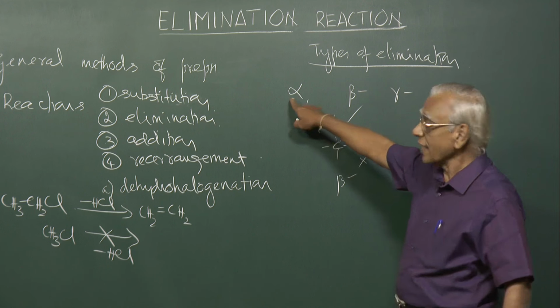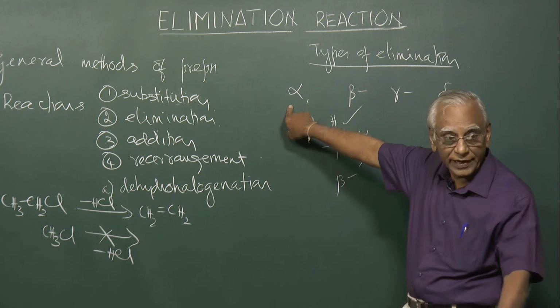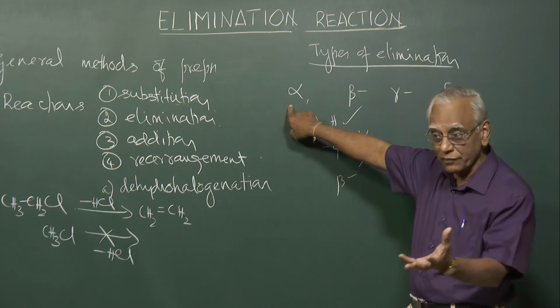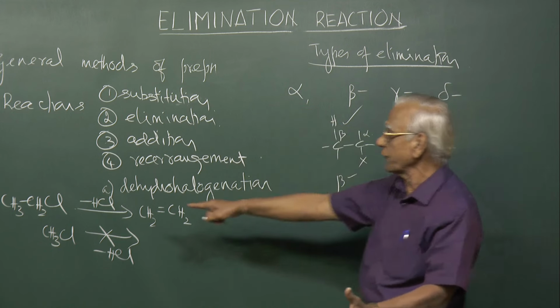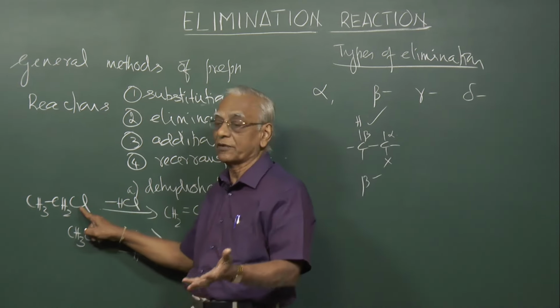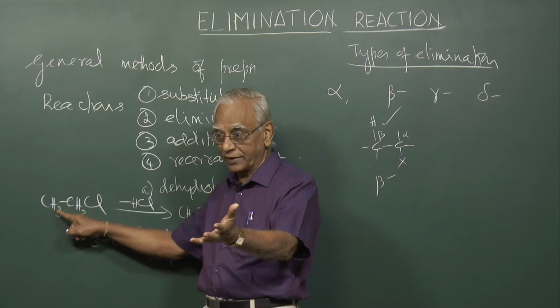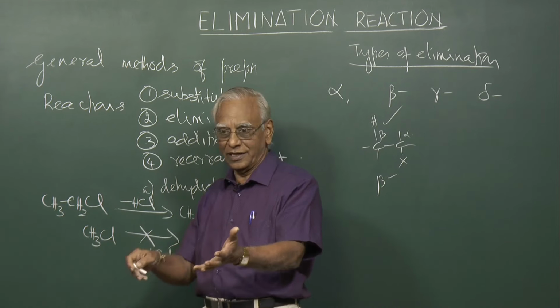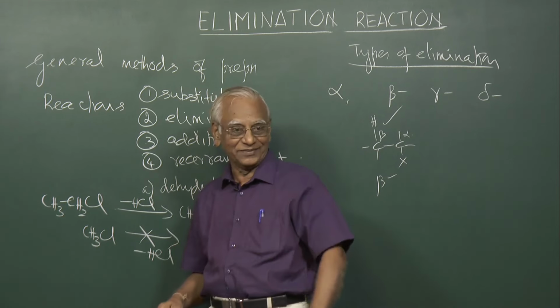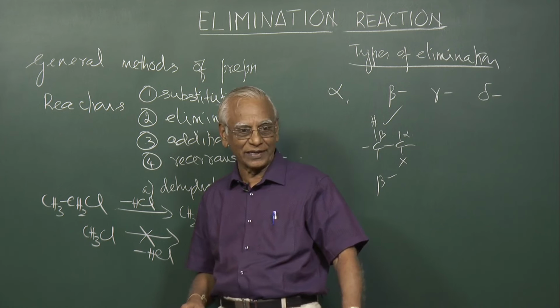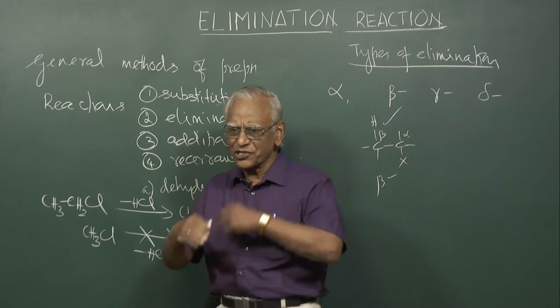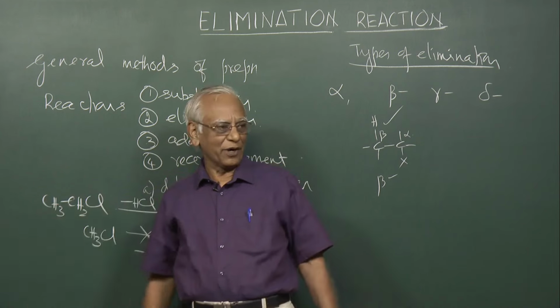And we also have alpha elimination examples here, but very rare, and it is going to give you unstable species. What happens if you remove hydrogen and chlorine from the same carbon atom? You end up with CH3CH, and that is going to be a carbene. Of course, carbene being unstable, it should rearrange to form the final product here.